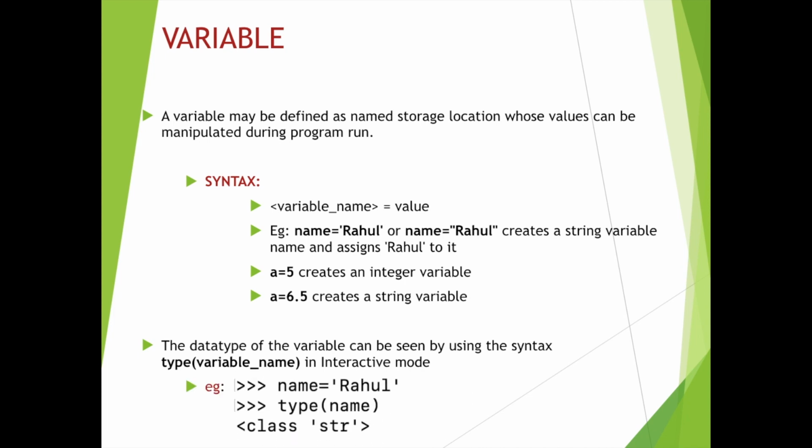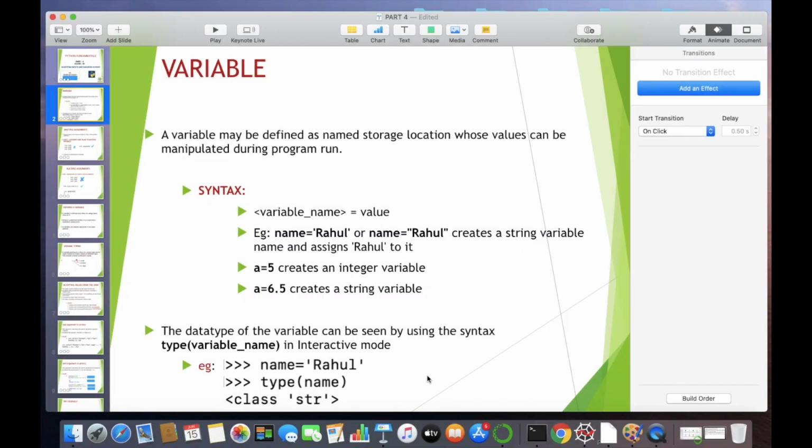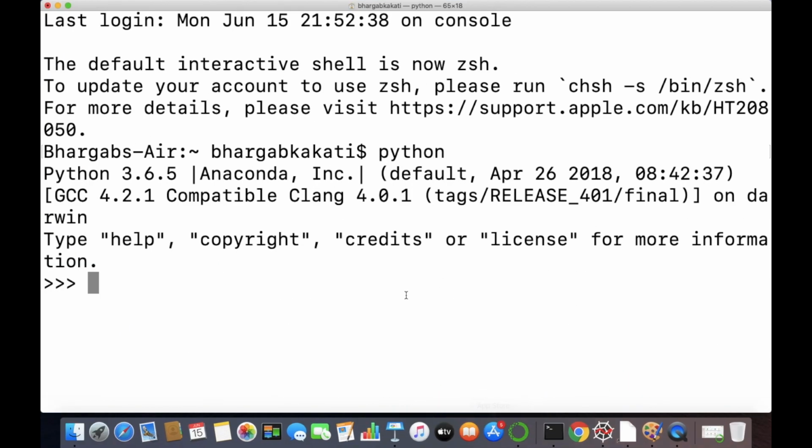For example, if I write name = Rahul, and after that I want to see the data type of the variable name, then what can I write? I can write type(name) and I'll get the answer. Let's try to implement these things practically. If I write name, it can be written in caps also, but I'll avoid it. If I write name = Raj, now name has the value Raj, and if I check the data type, the data type is a string.